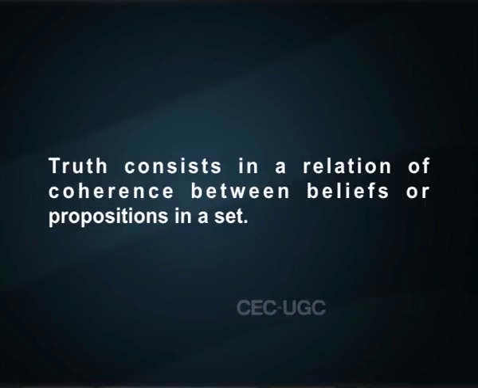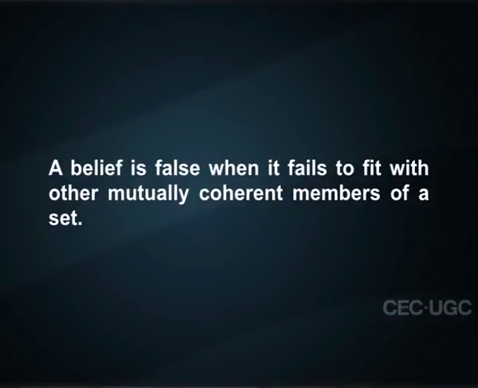Truth is defined by the set of coherent statements that make up a whole system of beliefs. The idealist group of philosophers believe that this is the definition of truth in general. We can never be sure of the world. Therefore, we can only assess whether a statement is coherent or not with our beliefs. Truth consists in a relation of coherence between beliefs or propositions in a set. A belief is false when it fails to fit with other mutually coherent members of a set.